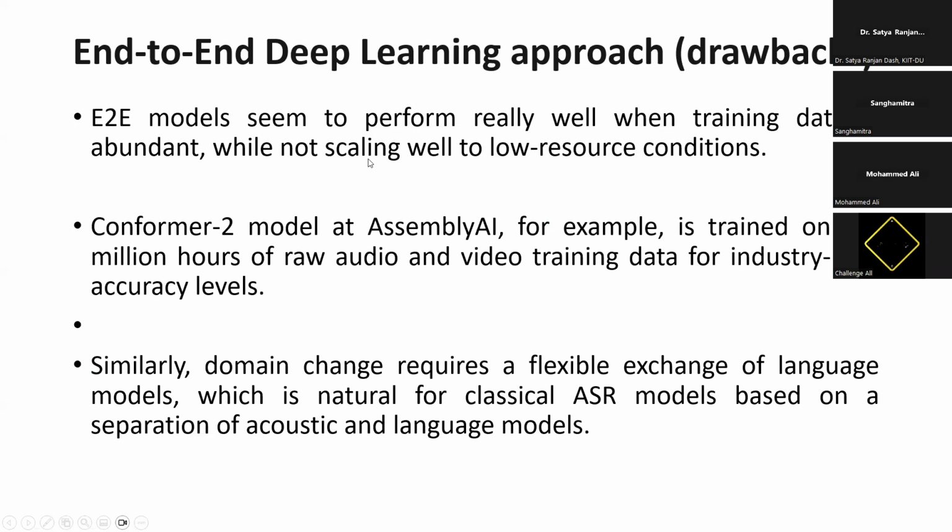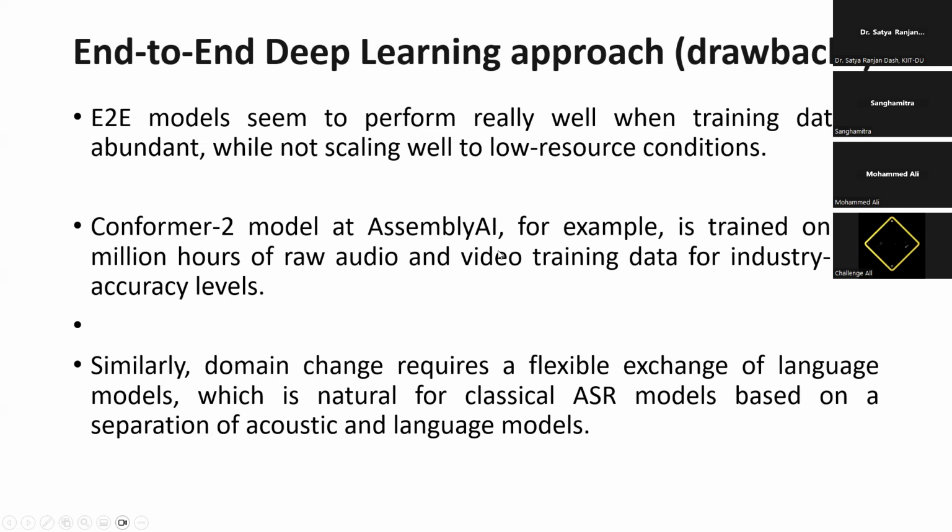Coming to the drawbacks again, the end-to-end deep learning approach will obviously have some drawbacks, and the most important is that the training data has to be abundant. For low resource conditions, end-to-end models will not work very well because these models are very data hungry. For example, the Conformer 2 model at AssemblyAI, which is a very popular and very recent model, has been trained on around 1.1 million hours of raw audio and video training data for achieving industry best accuracy level. So you see the amount of data being used here for this end-to-end model.